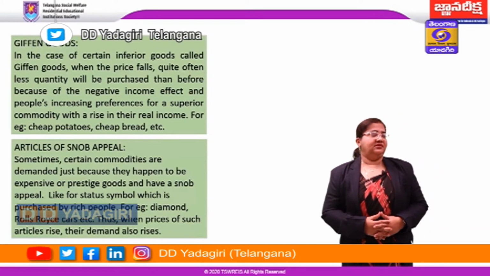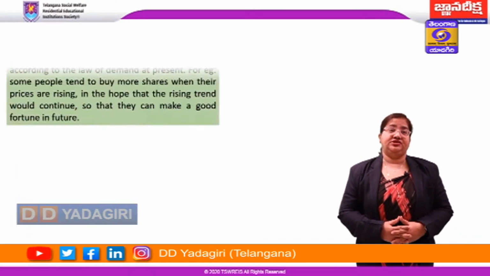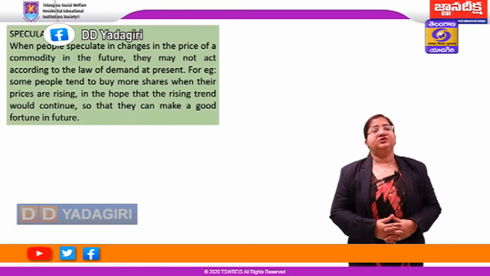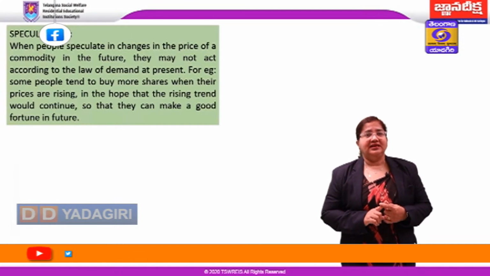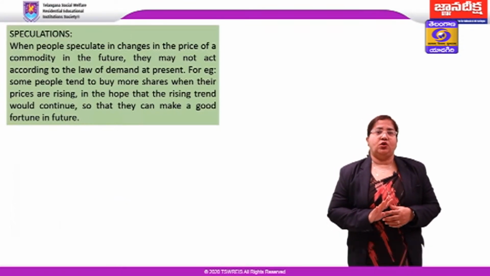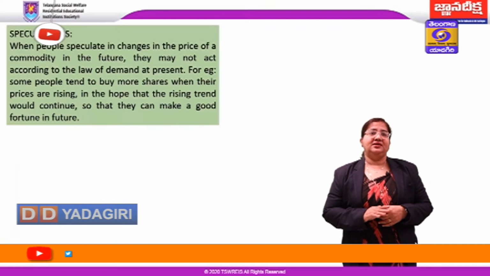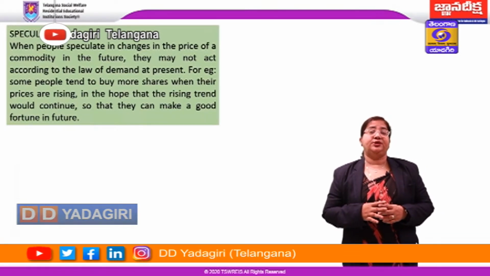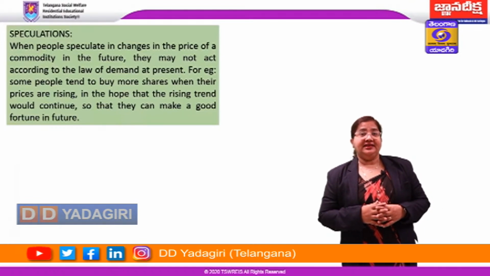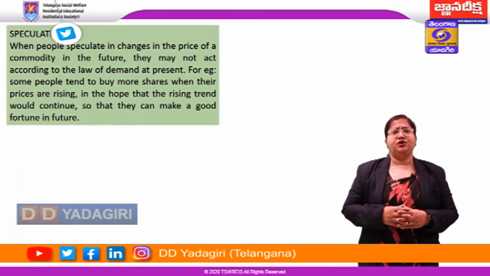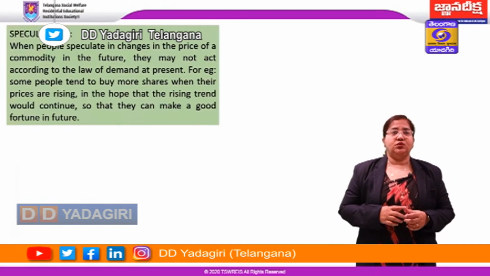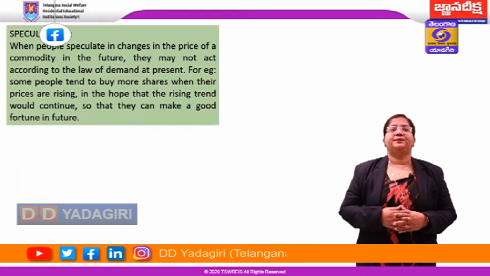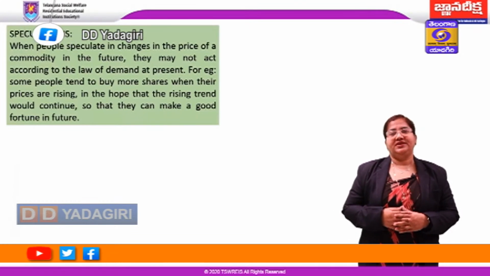The next exception is speculation. When people speculate on changes in the price of a commodity in the future, they may not act according to the law of demand at present. For example, some people tend to buy more shares in the share market when their prices are rising, in the hope that the rising trend will continue so that they can make a good fortune in future. Understood? So this is one of the exceptions.